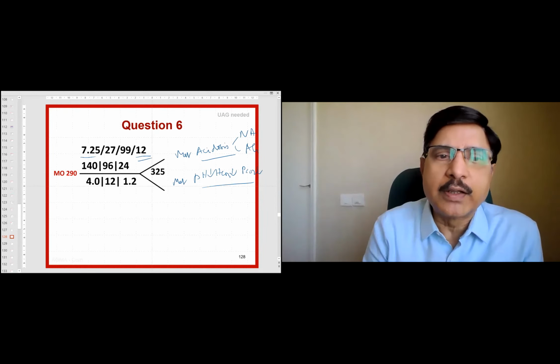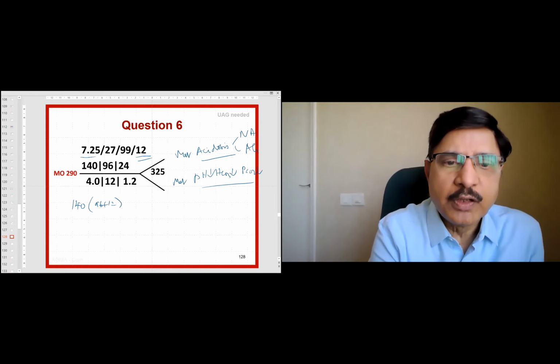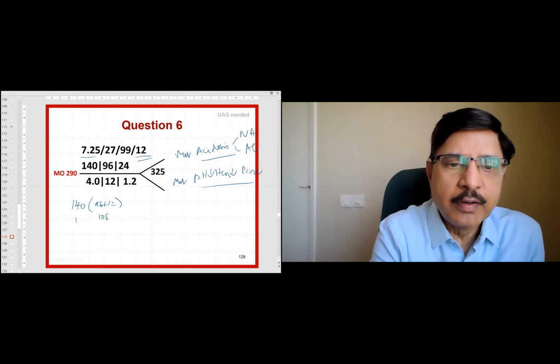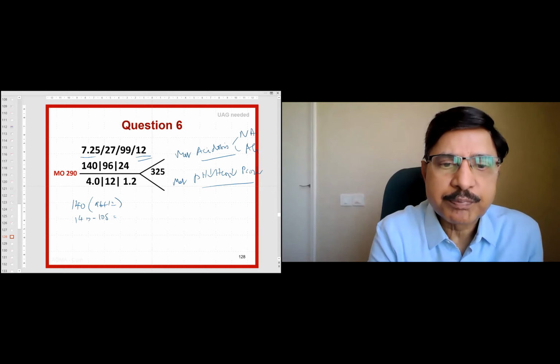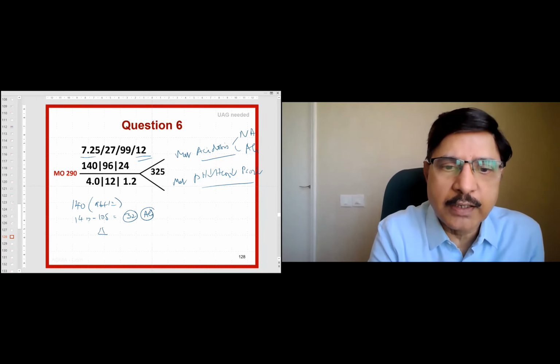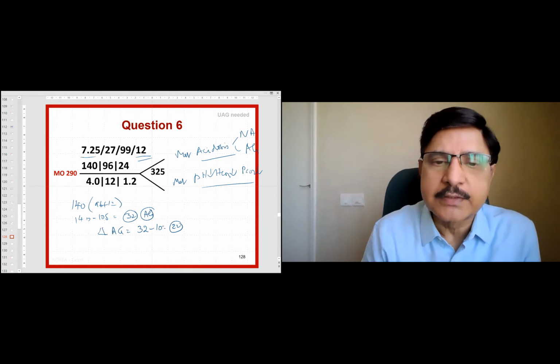Now, metabolic acidosis. What is the anion gap? 140 minus 96 plus 12 is 108. 140 minus 108 is 32, sir. Is it more or less? More, sir. Very much more anion gap. So the delta anion gap has to be worked out. Delta AG is 32 minus 10, so 22 units of acid is extra.